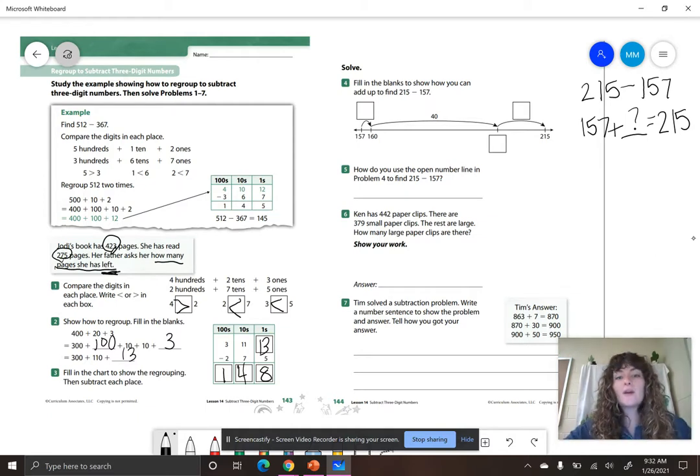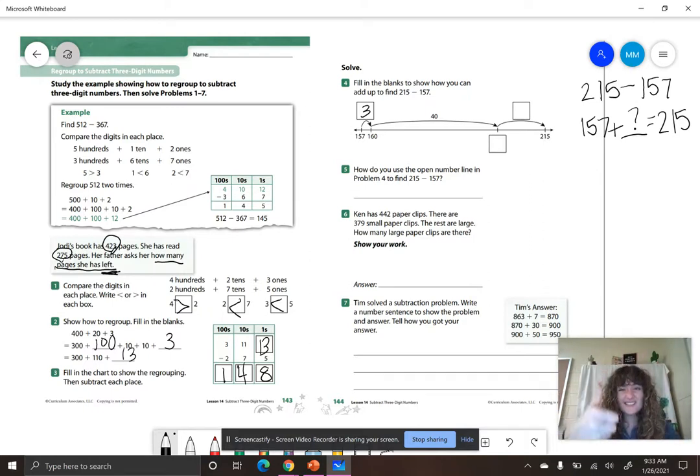So look at where we are starting on our open number line. We're starting at the part that we know. So we're starting at 157 and we're adding up to 160. How many ones were added to get to 160? 3 ones. So we're going to put a 3 in that box. So then we went from 160, we jumped up 4 tens. So let's start at 160 and count by tens. 4 tens. Here we go.